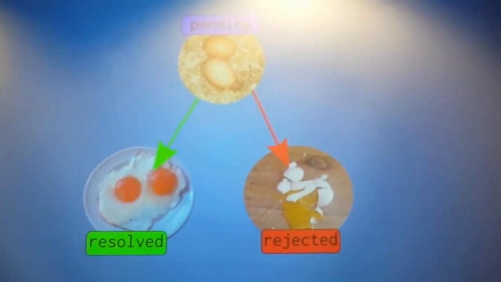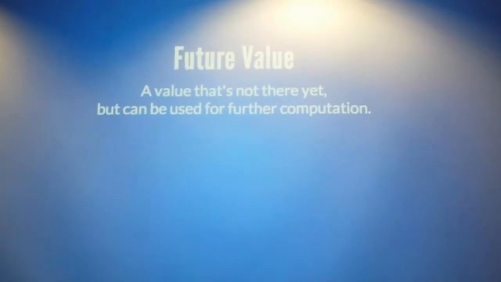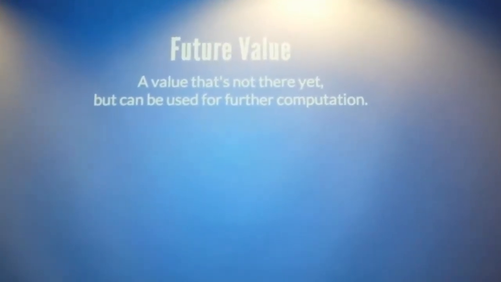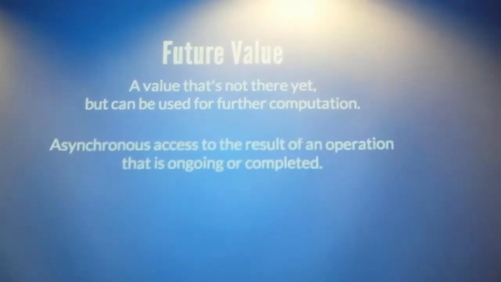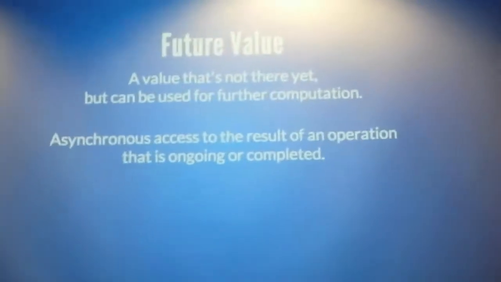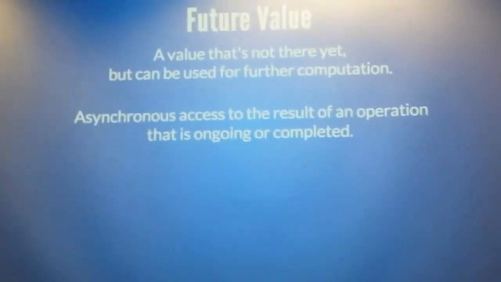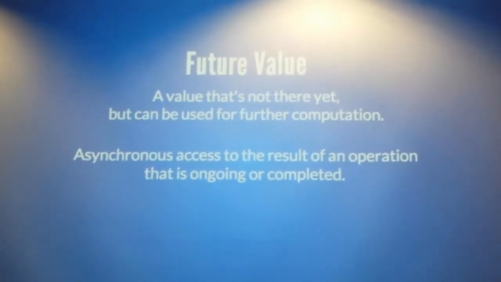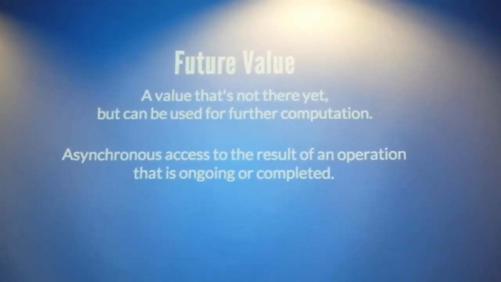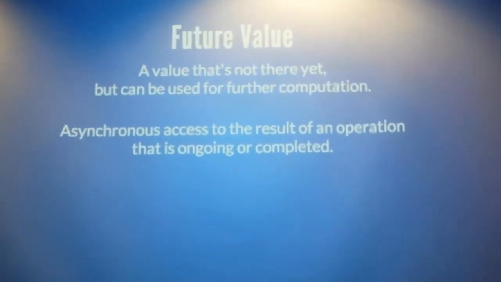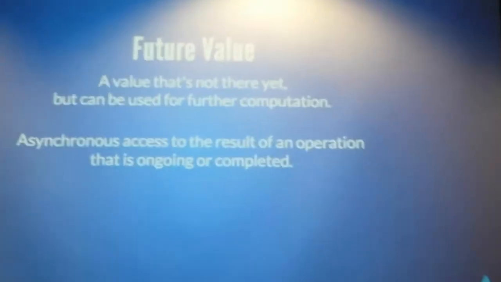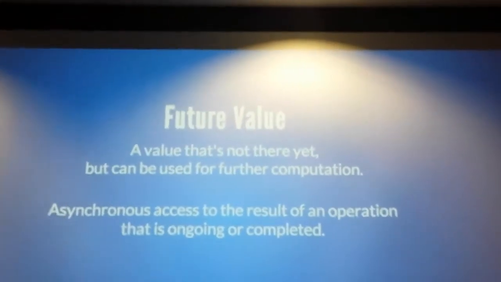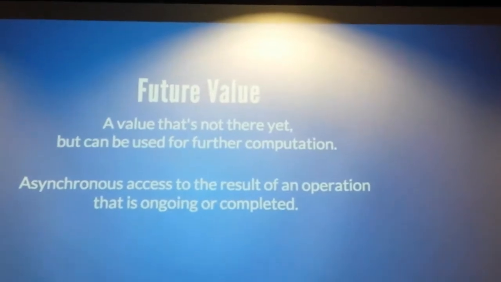Now, of course, there's a bit more to it than that. A future value is a value that's not there yet. And yet you want to be able to reason about it. Another way of saying that is it's an asynchronous access to the result of an operation that is ongoing or completed. And that's a pretty powerful concept: you can get the value in the future, or you can get the value now if it's already been computed. And it will be the exact same API to access both cases.